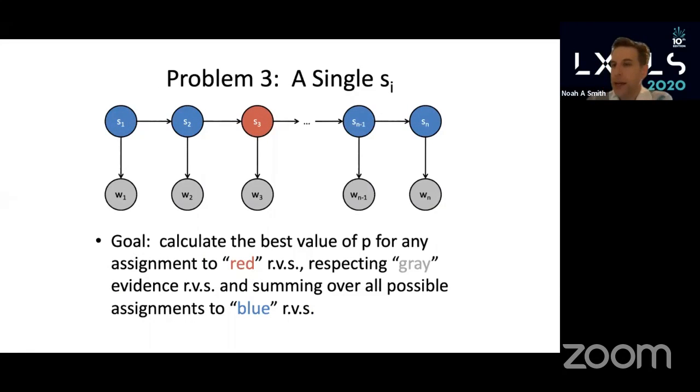Problem 3 is interesting because now we can use the same abstract goal formulation: calculate the best value of P for any assignment to the red random variables, respecting the gray random variables, and summing over all possible assignments to the blue ones. But now we're interested in picking one state, let's say state 3, and finding its most probable assignment, or maybe the distribution over its values, after summing over all the possible assignments for all the blue variables, all the other states. So we're thinking about just a single word state at a time here.